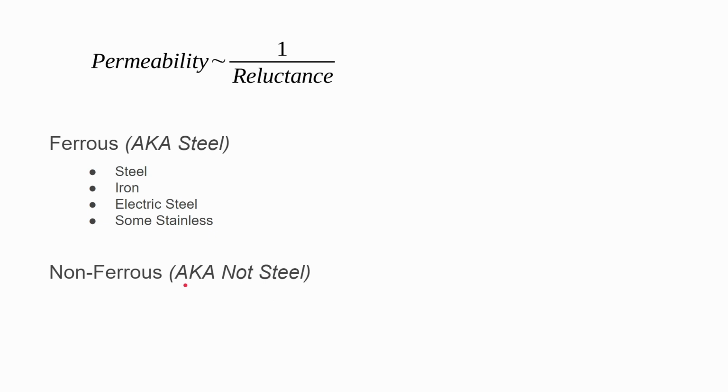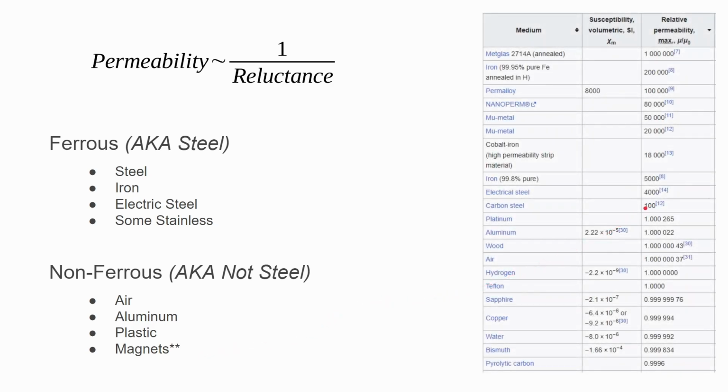This is materials like air, aluminum, plastic, and interestingly enough, even magnets have a low permeability despite acting as a circuit's voltage source. Here's a table of permeabilities from Wikipedia. Everything is in relative permeability, so just compared to a perfect vacuum. One of the things to note is that basically everything at the bottom has a value of 1. This is all your non-ferrous materials, and what this means is that materials like wood, aluminum, copper, and water are all basically the same as air from a magnetic perspective.